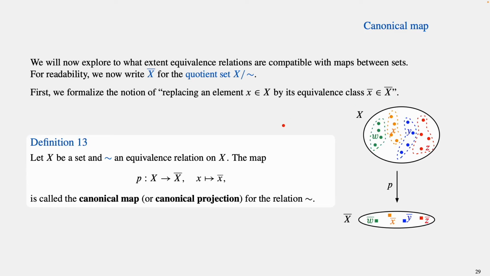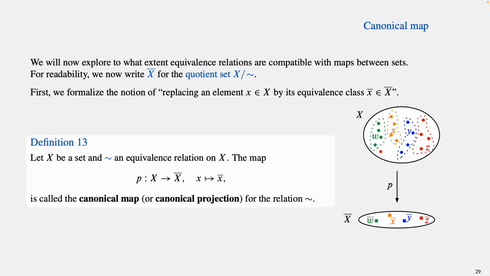And this is just done by a very simple map. If X is our set and tilde an equivalence relation on X, then the map P from X to X bar, which simply maps each element x to its equivalence class, is called the canonical map, or often also the canonical projection for the given relation tilde. And I illustrate this in this little image here on the side.